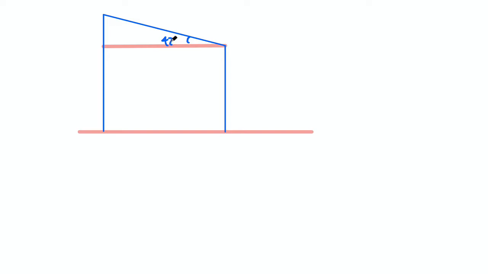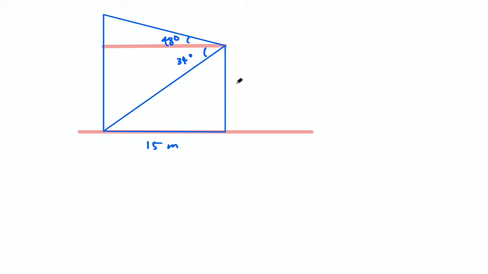This is 48 degrees. And the angle of depression to the bottom of the taller building is going to be 34 degrees. So we want to find the height of the two buildings, and let's see how we can do this. We also know that the buildings are 15 meters apart. So this is 15 meters.